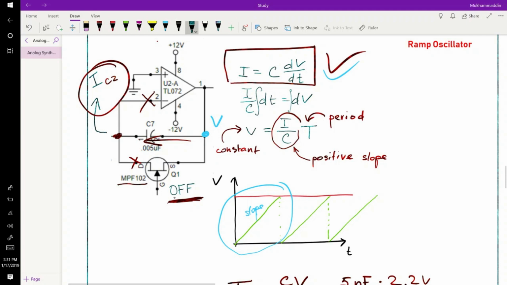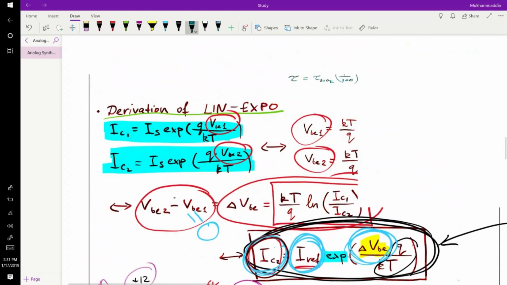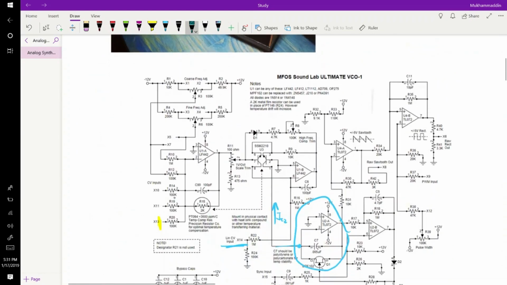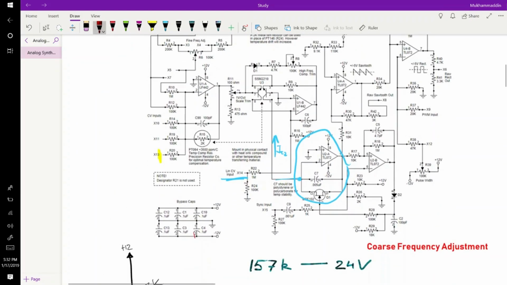The maximum that this capacitor will ever reach will be set at 2.2 volts. Why? Because, okay, let me look at the original circuit, I'll tell you why. The entirety of this circuit is doing one simple thing.